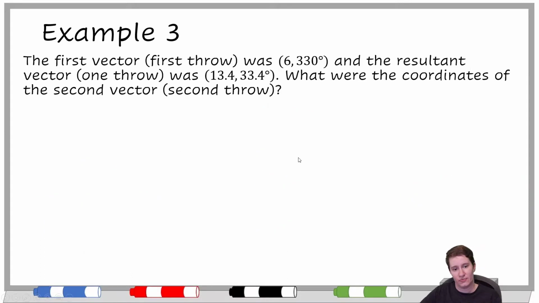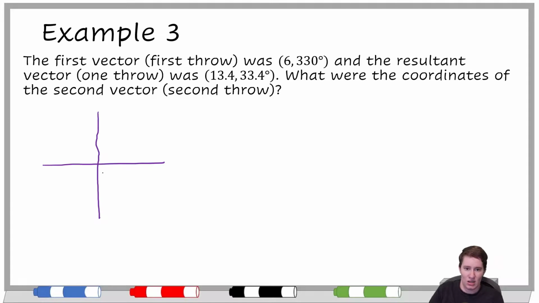Example 3, this is a little different, not just because it looks different, but it gives us different information and asks us for something different. This time it gives us the first vector and the resultant vector and wants us to say the coordinates for the second vector. When I first tried to do this the other day, it threw me off because I was like, wait, how am I going to draw this? But I think I've got it figured out now.